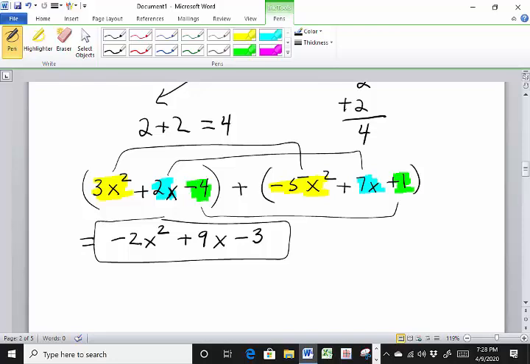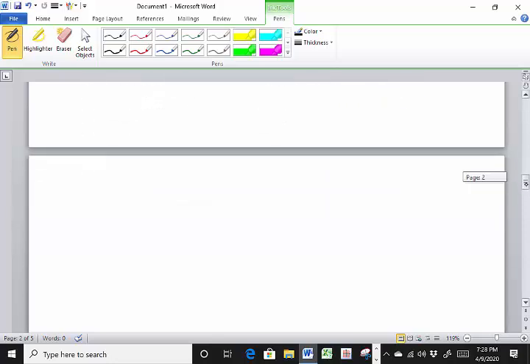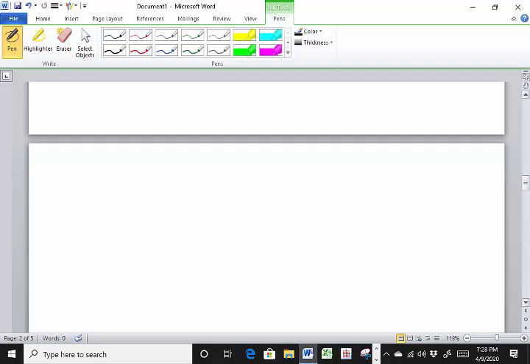Okay? Now, let's say I wanted to do this vertically. Again, I'm just going to show you this technique, but I would just go ahead and add and subtract horizontally. Okay?